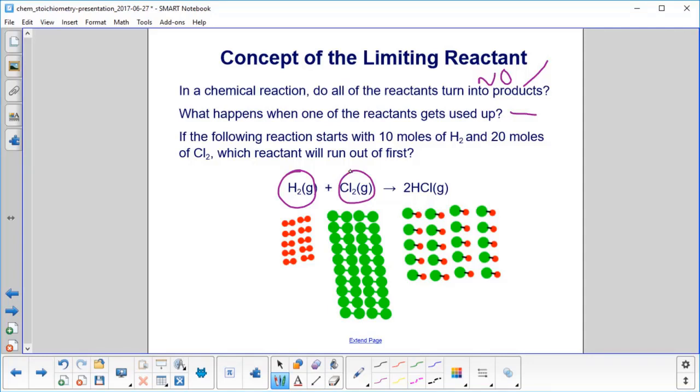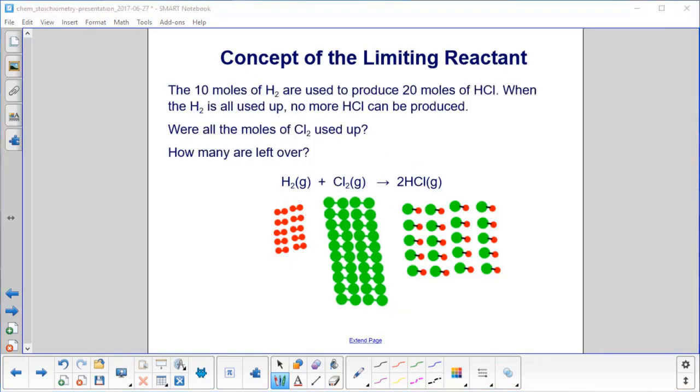So let's see, 10 moles of hydrogen: 1, 2, 3, 4, 5, 6, 7, 8, 9, 10. Chlorine, well, you can count down here, that has 20. And notice they're diatomic molecules. And then you form hydrochloric acid, in gaseous form, and let's see how many of them there are. 5, looks like we have 20 of them, okay? So let's go to the next slide.